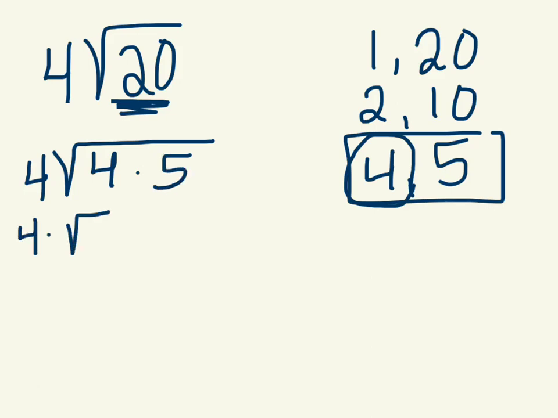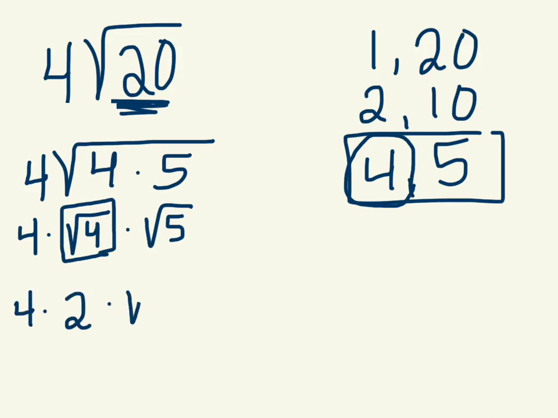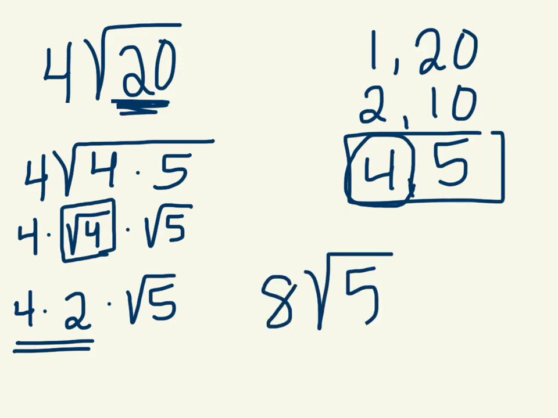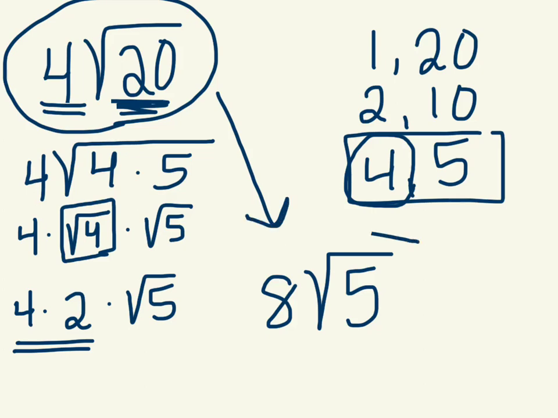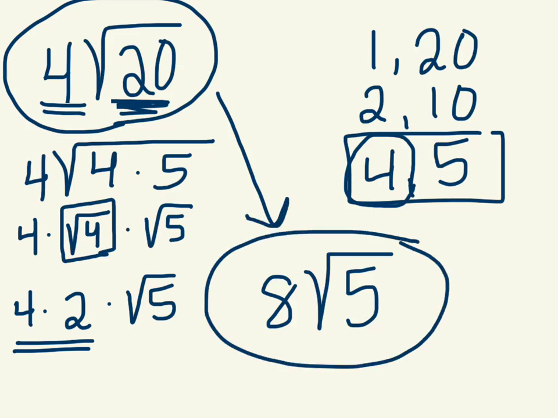And breaking it down, it becomes 4 times the square root of 4 times the square root of 5. I can simplify the square root of 4 as 2. I now have 4 times 2 times the square root of 5. 4 times 2 is 8 times the square root of 5. So what I have in front of my radical is being multiplied by what I can simplify out of that radical. 4 times the square root of 20 simplifies to 8 times the square root of 5.